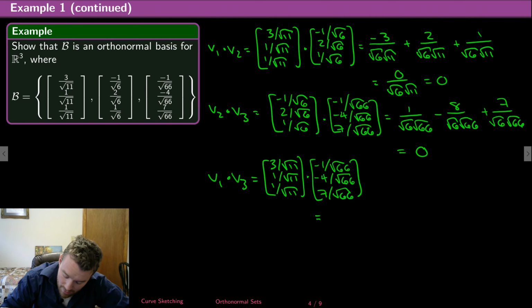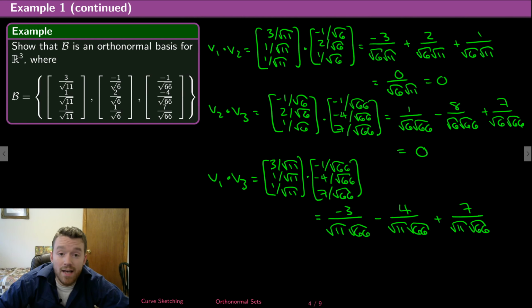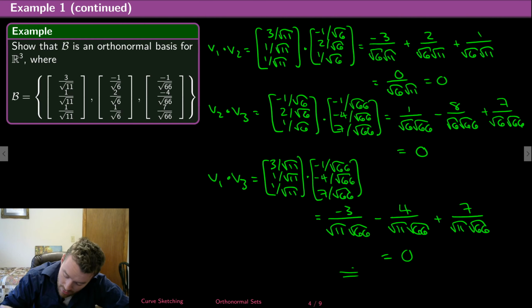So this is negative 1 times 3 is negative 3 over root 11 times root 66, minus 4 over root 11 times root 66. Finally, plus 7 over root 11 times root 66. Again, all the denominators are the same. I can add right across the top. Negative 3 minus 4 plus 7 is equal to 0. And so that means that all of these are orthogonal.